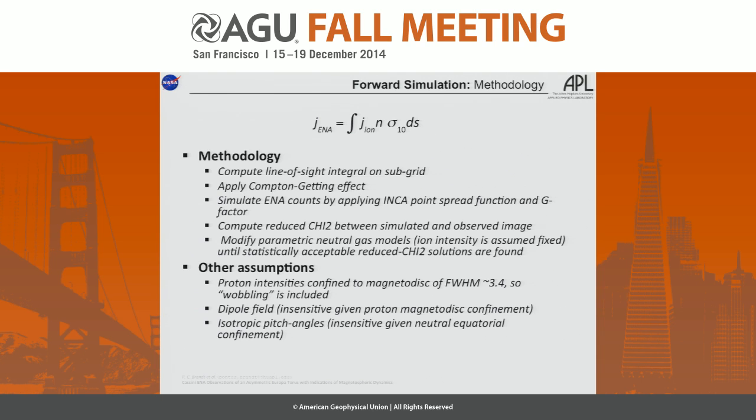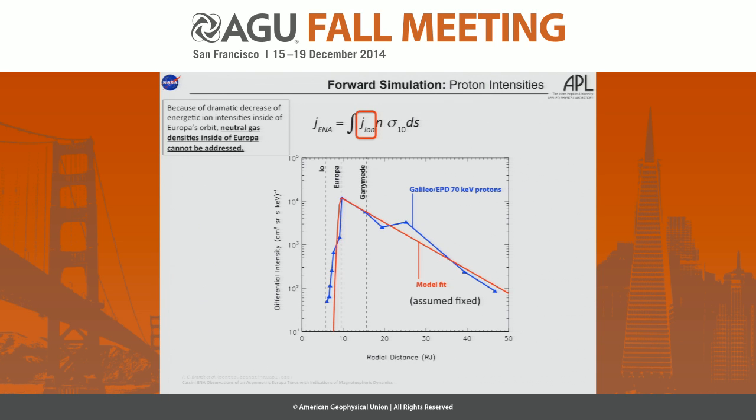Other assumptions, we did an approximation of a magnetodisk. We use a dipole field, but that's okay because if you have a magnetodisk, the solution is pretty insensitive if it's a dipole field or not. Isotropic pitch angle, similarly, since most of the neutral gas is confined to the equator, the fits are pretty insensitive to the pitch angle distribution.